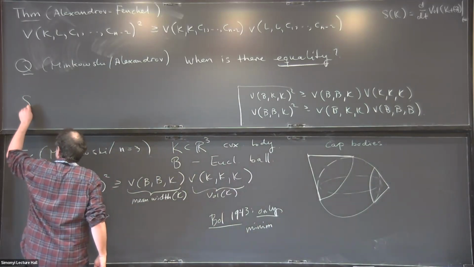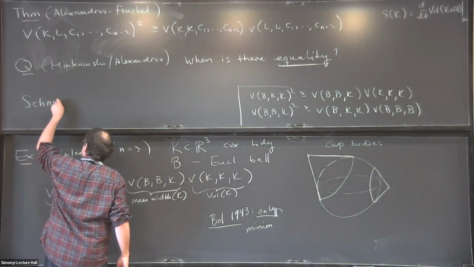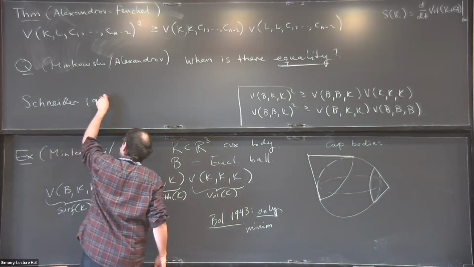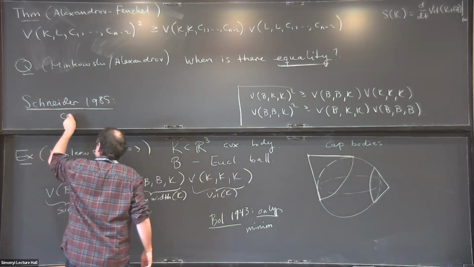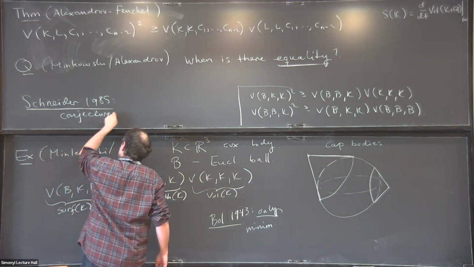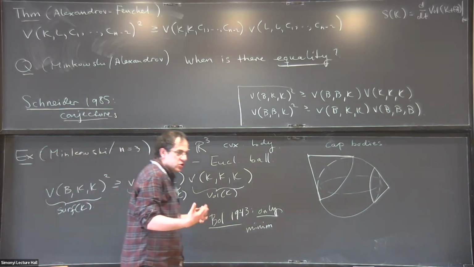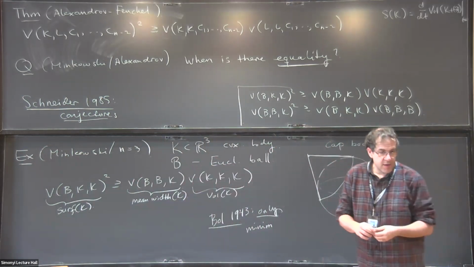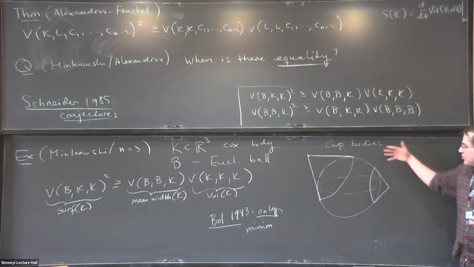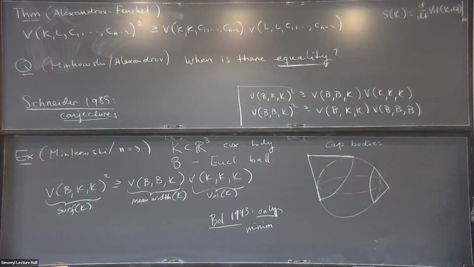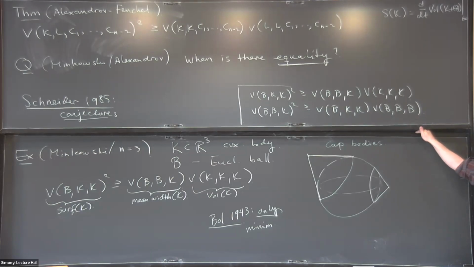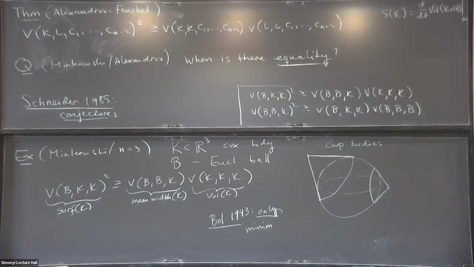What made a huge difference is that in 1985, Schneider published some detailed conjectures on what the equality cases might be. As you can already tell, it shouldn't be obvious how to even characterize these equality cases. But Schneider had a beautiful insight about what the structure of these equality cases should be. After Schneider's paper, there was a little bit more work, but not a lot more progress, just some very special cases.